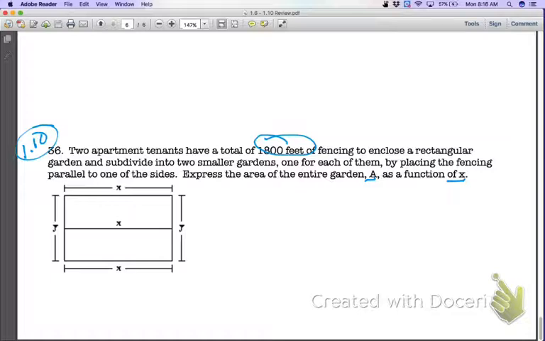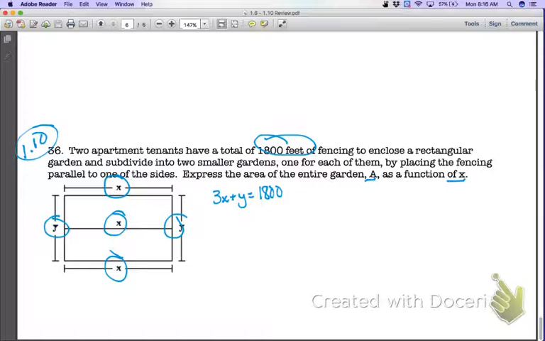Because if we only have 1,800 feet of fencing, what do we need to do with these essentially 5 variables? What do we need to do with all the X's and all the Y's? We need to add them all up. So I have 3 X's plus Y equal to 1,800, because that's how much fencing we have. We can't put in 1,801 feet of fence if we only have 1,800 feet of fencing.